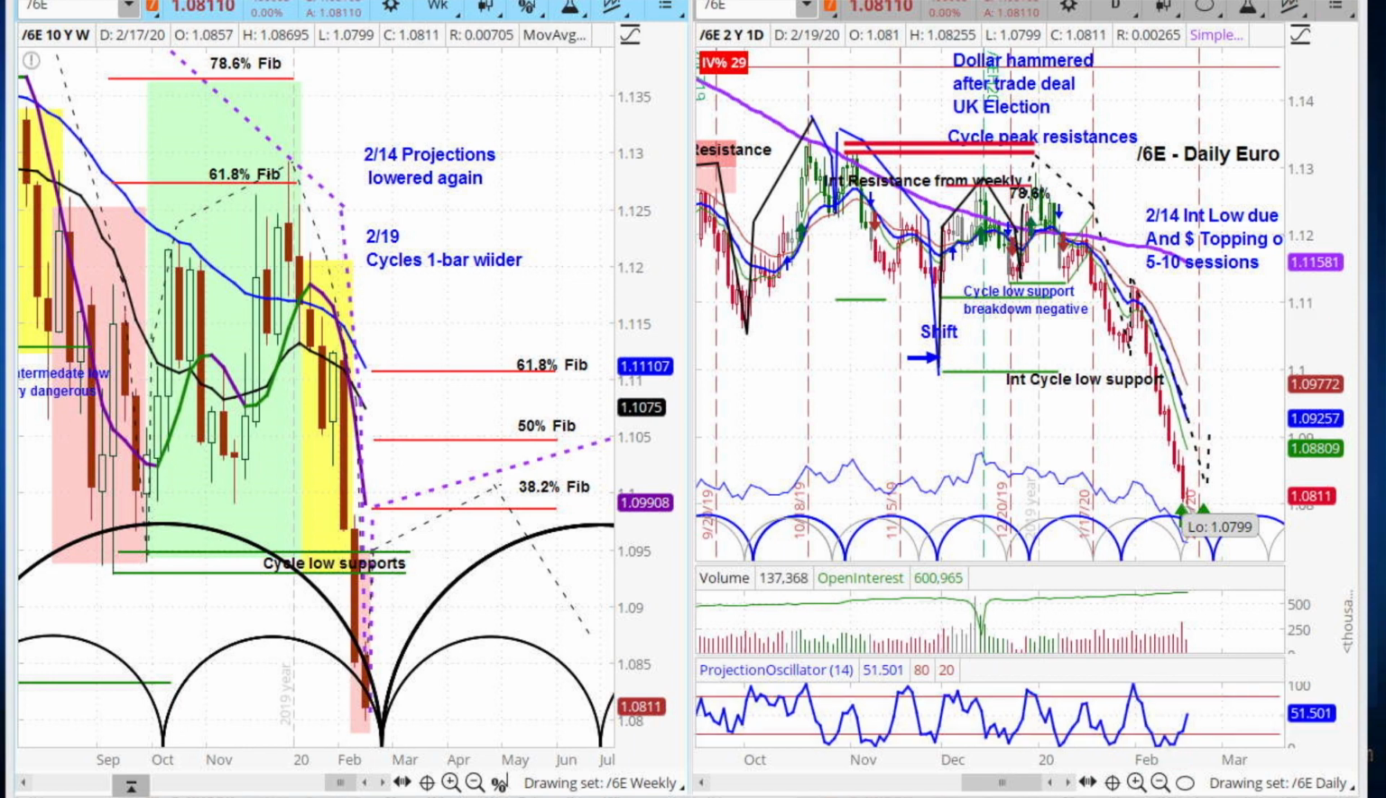So everything was telling you that the euro was going down. That meant the dollar was going up. And it's very clear when you look at those correlations. Now, the euro has work to do. It's got to build the bottom in here, and we don't see it yet.